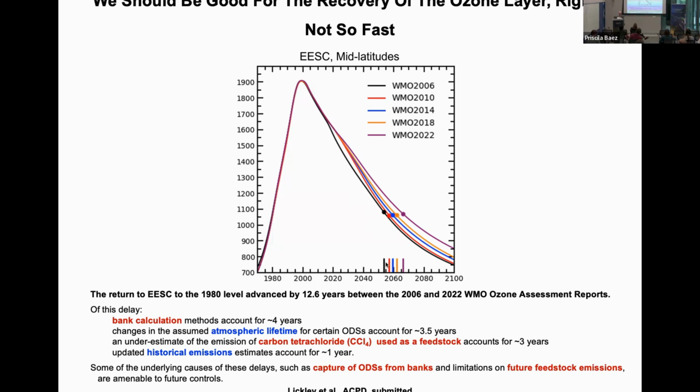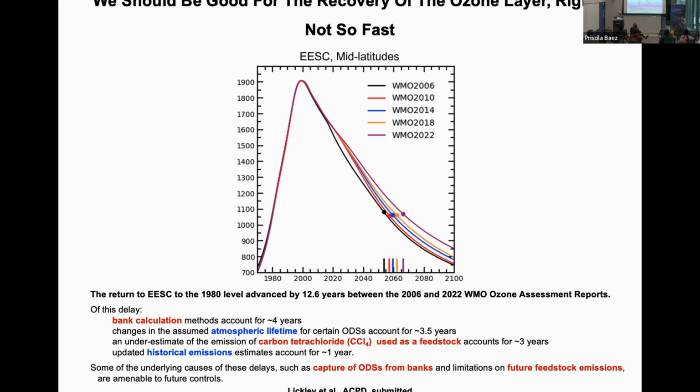What we're showing here with these sticks going up is the year in which we expect EESC will return to the 1980 level, because that's what the Montreal Protocol wants to know. So over this 16-year time period, we've had a 13-year delay in when we expect chlorine and bromine to return to the 1980 level. Houston, we have a problem here.